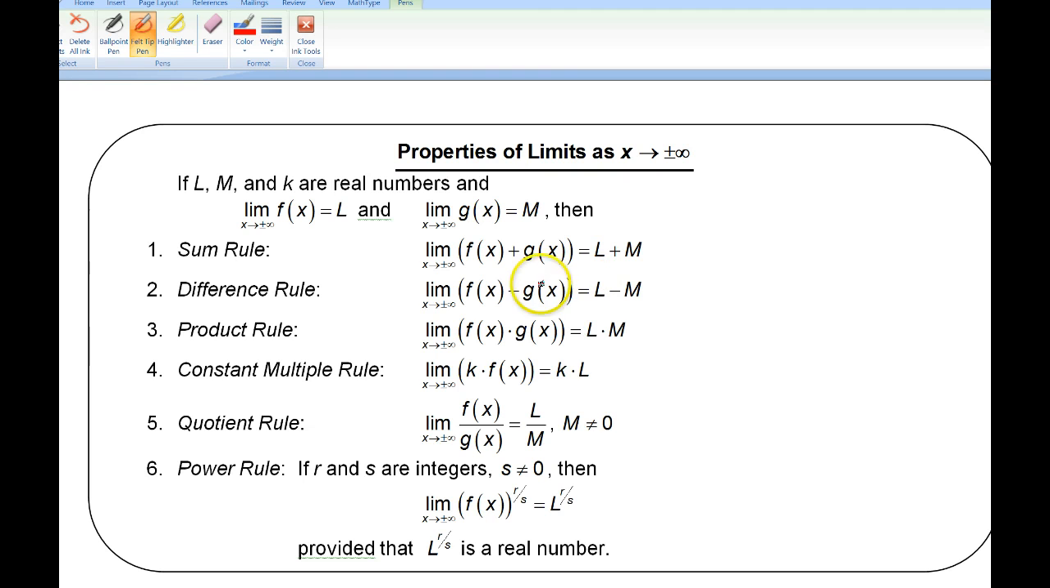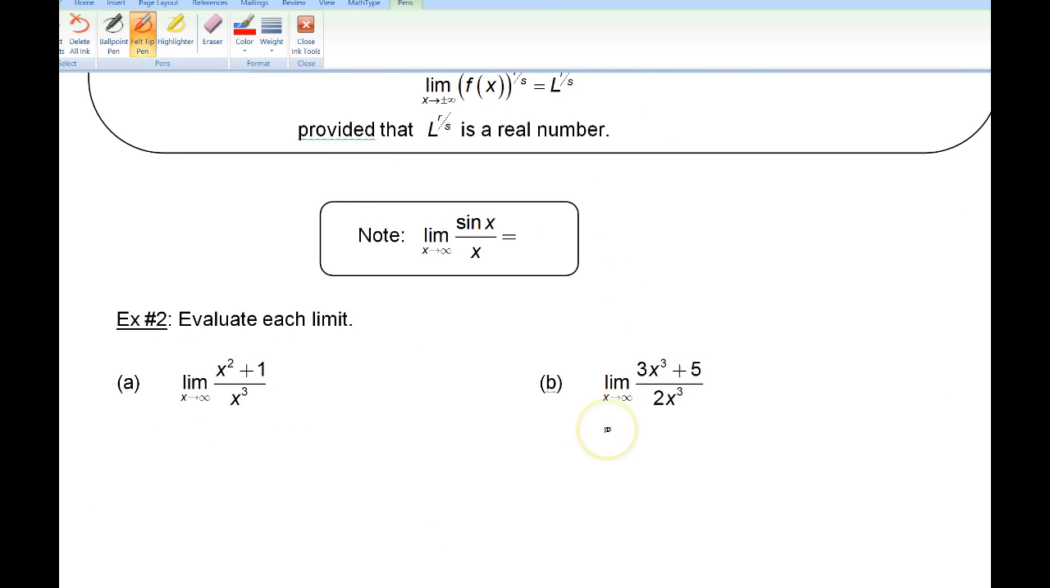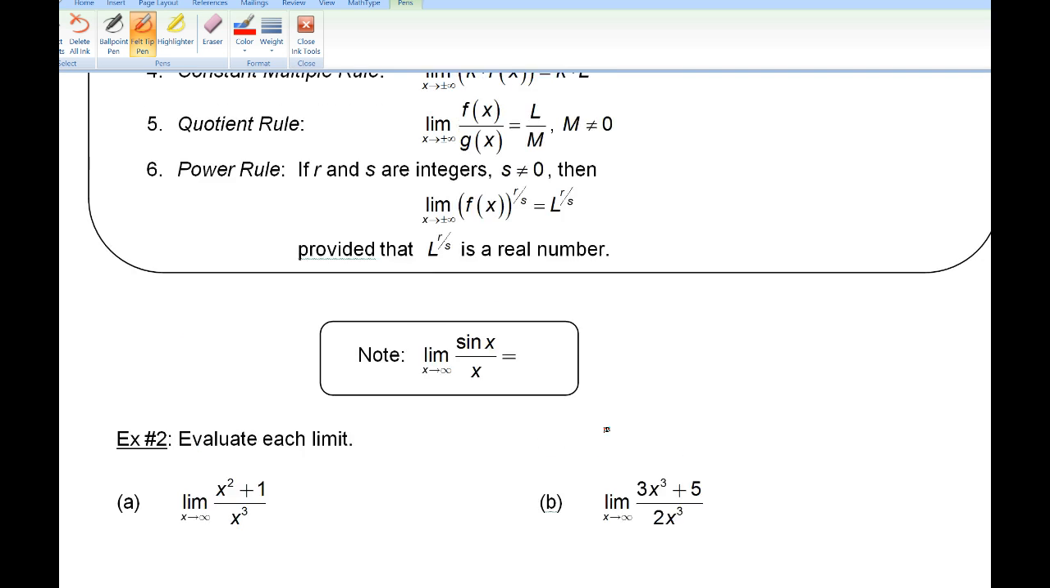Okay. So these properties, it's a lot of information. Let's just move on. There they are.